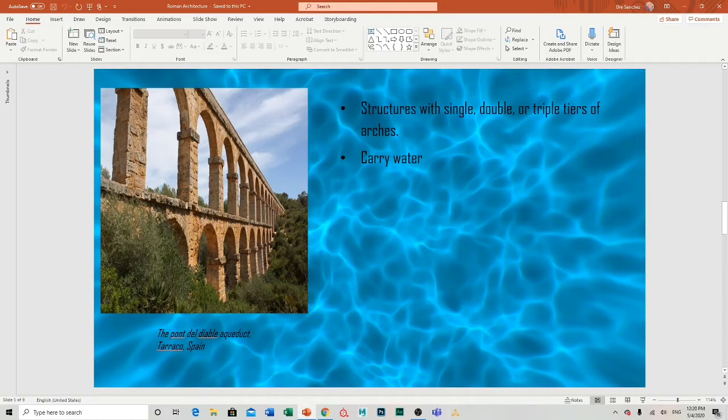Now, we're going to talk a little bit about this type of structure. So this structure here, they usually would be single, double, or triple tiers of arcs, and they were mainly created to carry fresh water to urban sources that would sometimes carry water many kilometers away. So basically, you would find this kind of structure near a river.